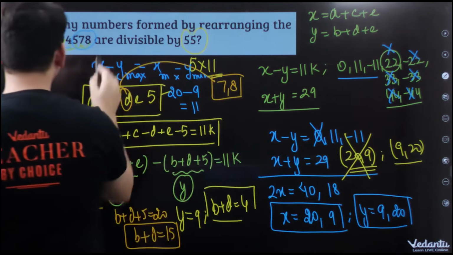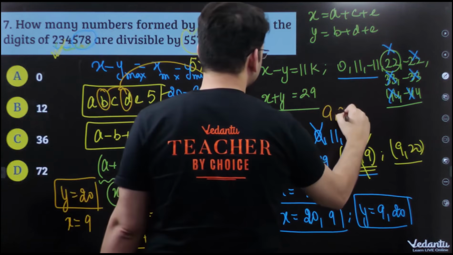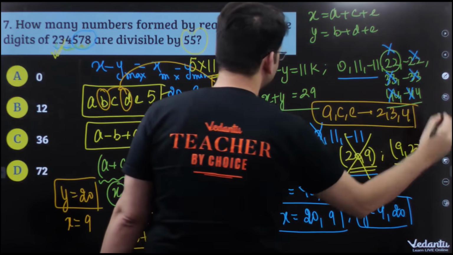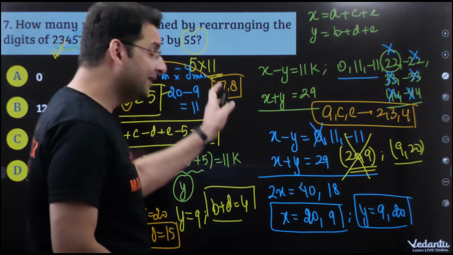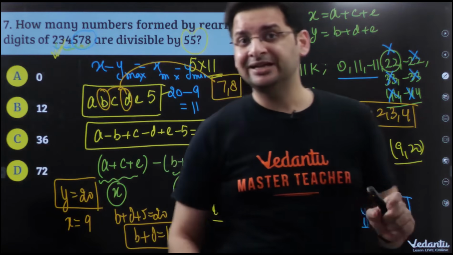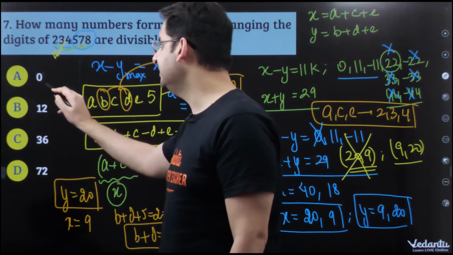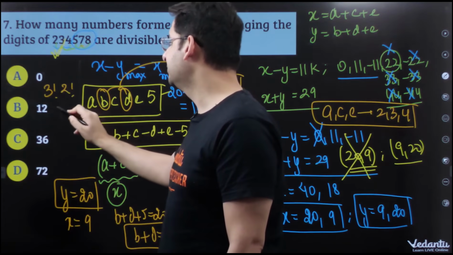So 7, 8, 5 हो गया. इसका मतलब A, C, E are 2, 3, 4 in some order. ठीक है, तो लास्ट नंबर तो 5 है. B और D are 7 or 8 in some order. ACE are 2, 3 or 4 in some order. So basically 2, 3 and 4 can be rearranged in 3 factorial ways. And B and D can be rearranged in 2 factorial ways. So 6 into 2, 12.